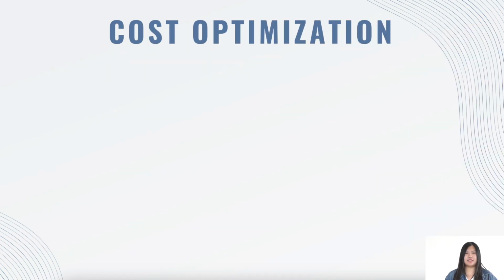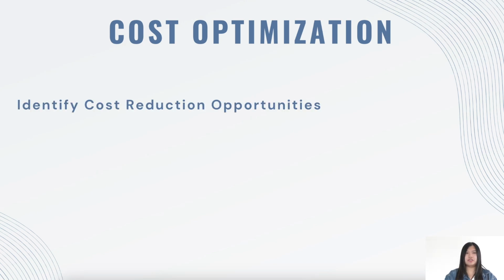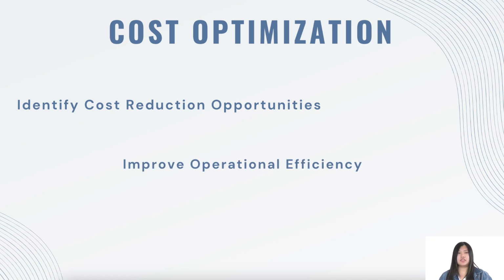So in this slide right here, we're going to talk about cost optimization. There are a few things about cost optimization. You want to identify cost reduction opportunities, which is to analyze expenses to identify areas where costs can be reduced without compromising quality. Another thing is that you want to improve operational efficiency, as in streamline processes and workflows to minimize waste and improve productivity, my bad.